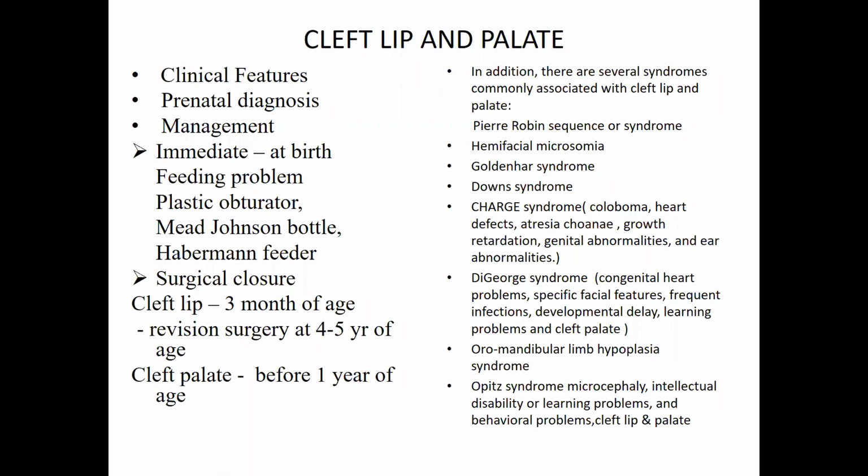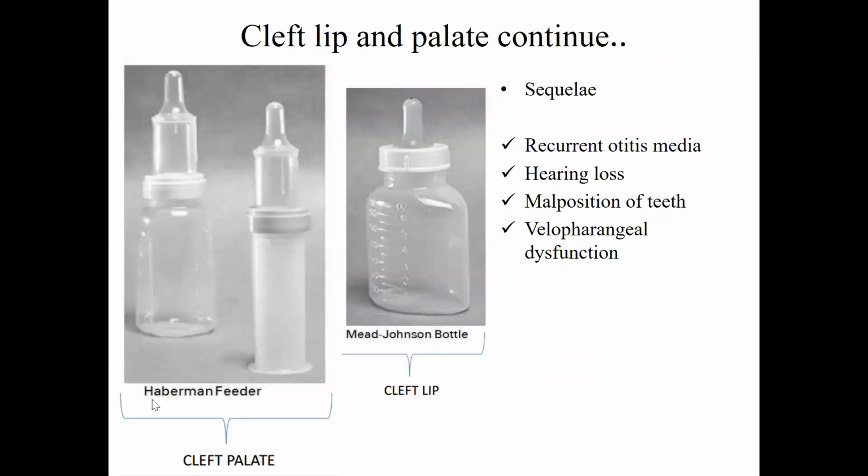So one part of that defect is the cleft palate and cleft lip, okay. You can see this is the Haberman's feeder. What is the advantage of this Haberman's feeder? Usually it is small, but in this one the cleft palate will be closed with these things, okay. So this is a Haberman feeder.